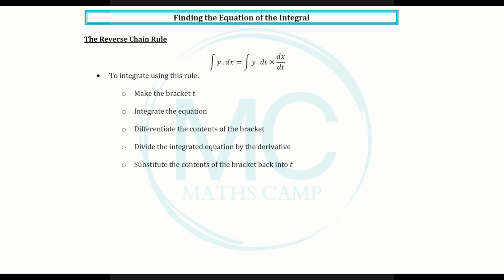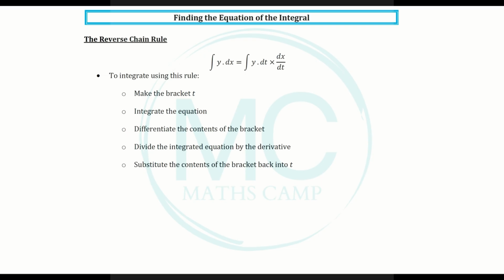To integrate using this rule, make the bracket t, then integrate the equation, and then differentiate the contents of the bracket, the equation with t. Divide the integrated equation by the derivative, and finally substitute the contents of the bracket back into t.